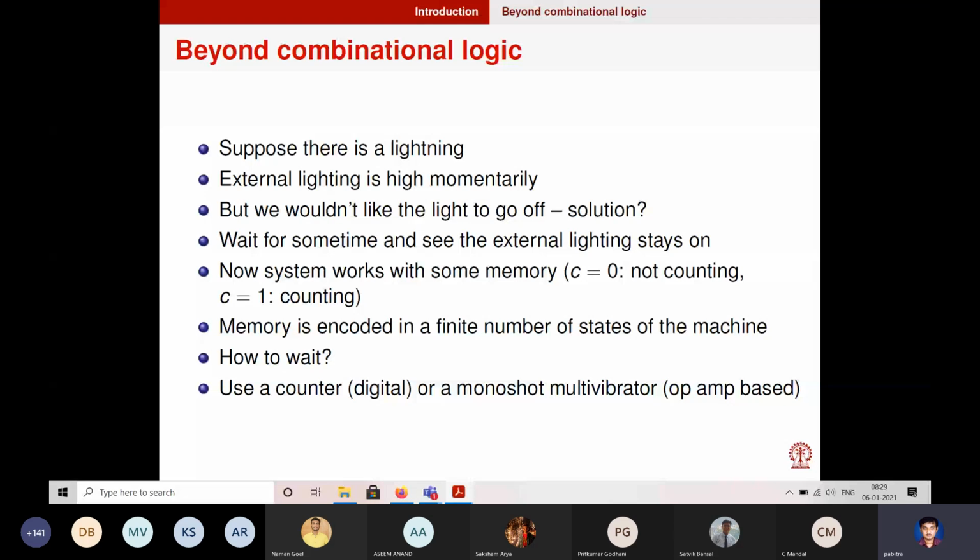And how do you track how much time has elapsed while the light is still high? You do this by a finite number of states in a machine. You can imagine it like that. Say the stopwatch can count only up to, let's say, 5000 milliseconds. So it goes 1, 2, 3, 4, 5 up to 5000. So you can imagine these values 1, then 2, then 3, then 4, then 5.